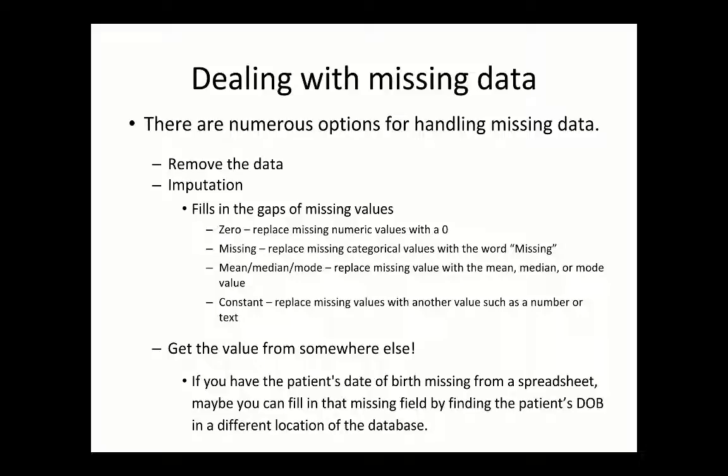Lastly, you can add a constant value to missing fields. For instance, you may want to add the numeric entry of -9999 as an indicator that a field is missing. This is fine to do, but eventually these fillers will need to be dealt with when you analyze the data. A final approach to dealing with missing data is to get the value from elsewhere. For instance, if you have the patient's date of birth missing from a spreadsheet, maybe you can fill in that missing field by finding the patient's date of birth in a different location of the database.